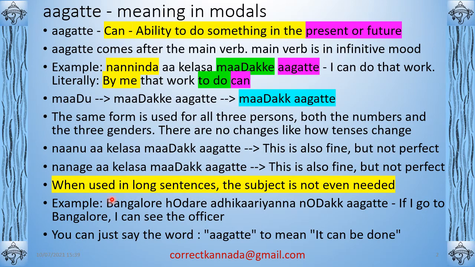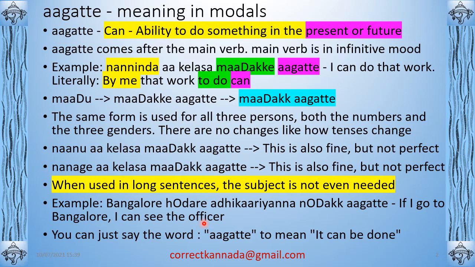And you will also notice as you speak longer sentences, when you use ಆಗತ್ತೆ, the subject is not even needed. Subject is already understood. So you don't even have to say ನನ್ನಿಂದ. So that is typical. Example, ಬ್ಯಾಂಗ್ಳೂರ್ ಹೋದರೆ ಅಧಿಕಾರಿಯನ್ನ ನೋಡಕ್ಕಾಗತ್ತೆ. If I go to Bangalore, I can see the officer. See here, you don't have to say Bangalore ಹೋದರೆ ನನ್ನಿಂದ ಅಧಿಕಾರಿಯನ್ನ ನೋಡಕ್ಕಾಗತ್ತೆ. There is no need to say it.